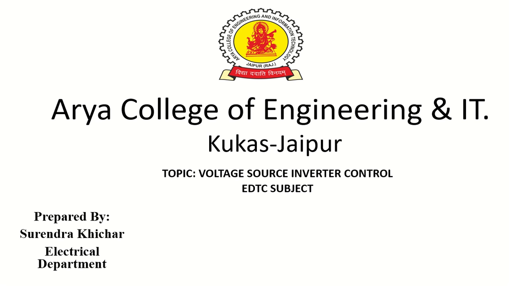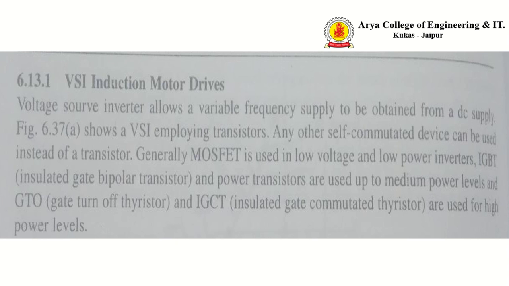Today we discuss electrical drives and their control. The subject and topic is voltage source inverter control. This is a speed control method. In voltage source inverter control, the variable frequency and variable voltage supply for induction motor control can be obtained either from the voltage source inverter (VSI) or a cycloconverter. VSI-fed induction motor drives are discussed here.